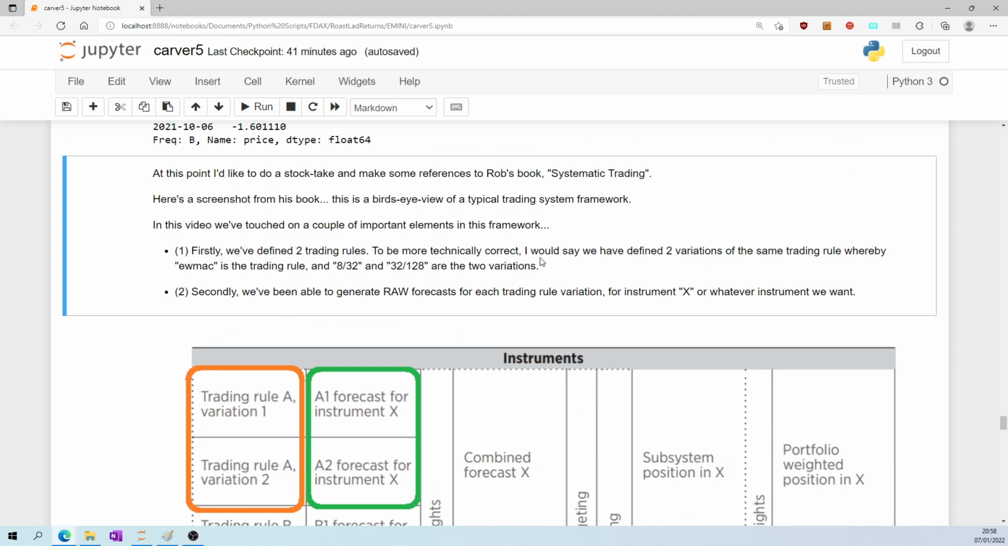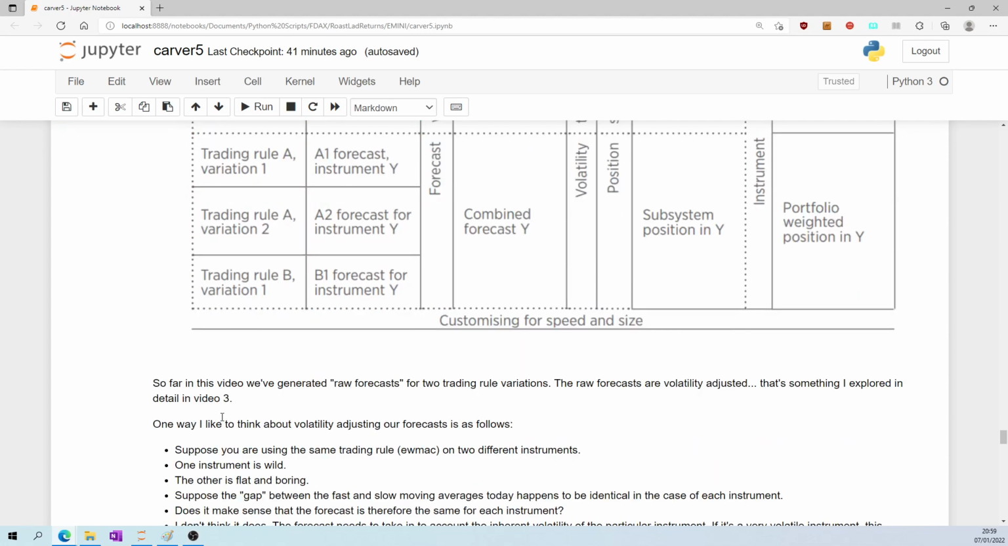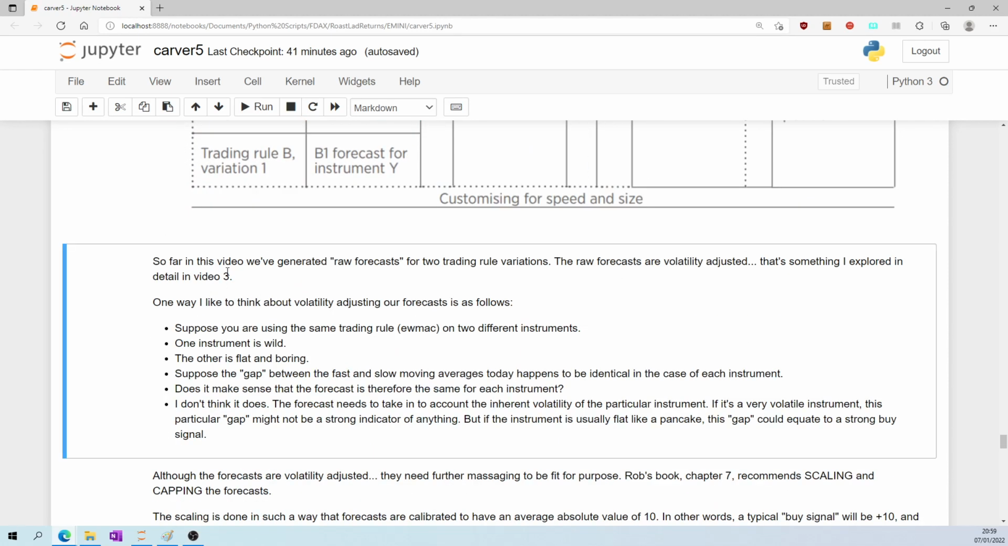To be more technically correct, I would say that we have actually defined two variations of the same trading rule, whereby EWMAC is the trading rule and the 8-day, 32-day combination and 32-day, 128-day combination are the two variations. So it's in complete agreement with this highlighted box here. We have one trading rule, EWMAC, but two variations. And we have so far been able to generate the raw forecasts for each of these trading rule variations.